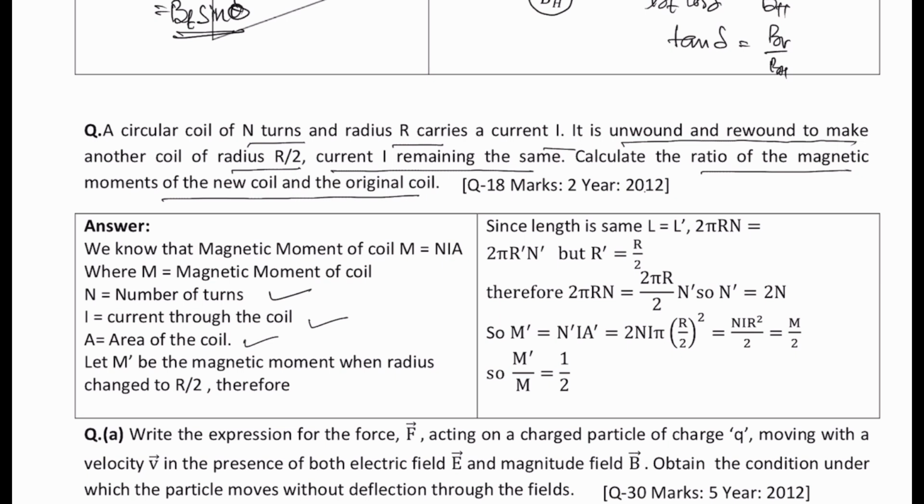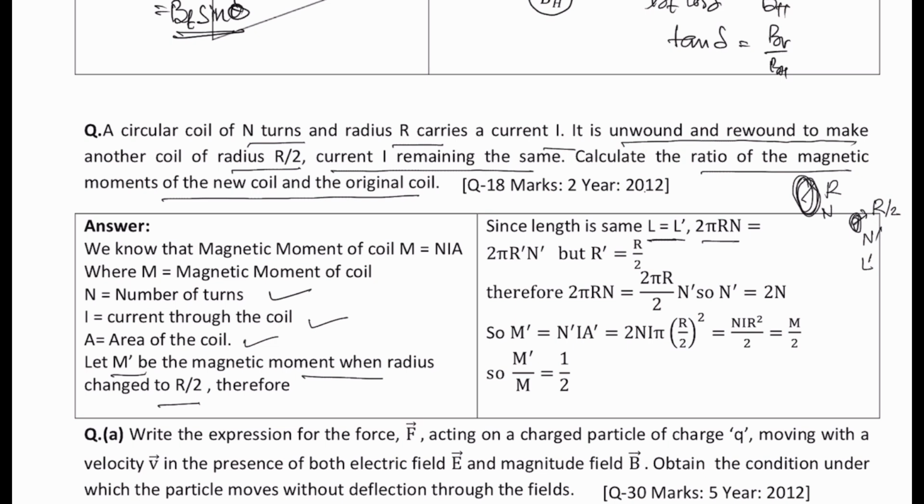So suppose m dash is the magnetic moment when the radius is r by 2, correct? So the length of the wire in the initial position, when there were n turns and the radius was r, okay. Now if the radius is reduced to r by 2, it is smaller, so the number of turns will change. Suppose n dash is the number of turns when the radius is r by 2, but the length of the wire is the same, correct? So the length is L dash, the length when the radius is r by 2.